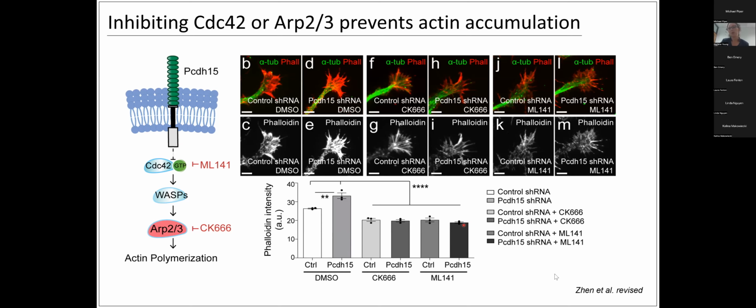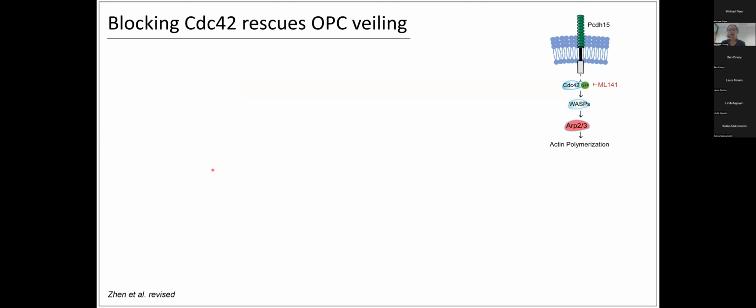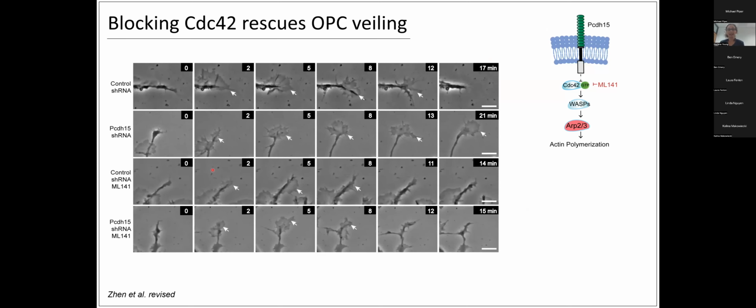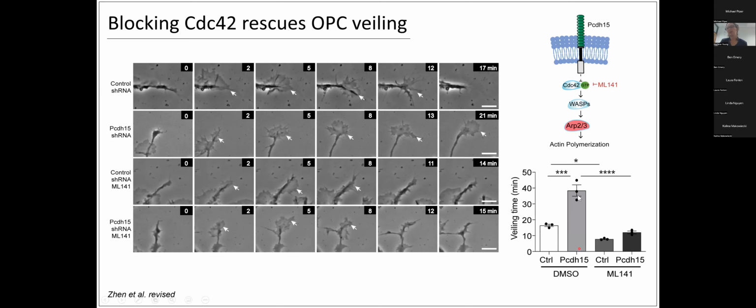So to look at that, we just selected one drug here, the ML141, so the one that's further upstream. And we treated our cultures with the CDC42 inhibitor, and went on to again look at time-lapse imaging and veiling, and quantifying the amount of time taken for these veils to be extended and then retracted. And we found that in our protocadherin 15 knockdown cultures, which had slower veiling time, that veiling time could be rescued by the treatment with ML141 to offset the effect of protocadherin 15 knockdown.